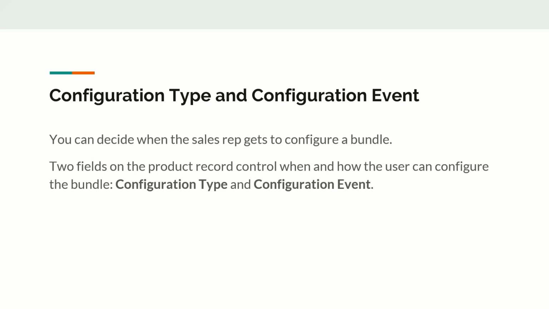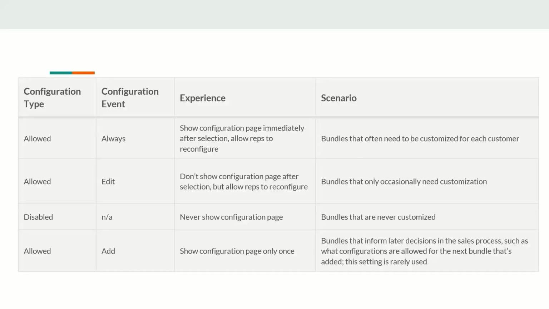So you can decide when the sales rep gets the option to configure the bundle. Two fields on the product record control when and how the user can configure the bundle, that is configuration type and configuration event. So majorly, configuration type and configuration event.